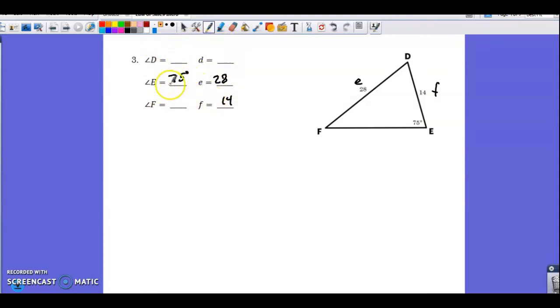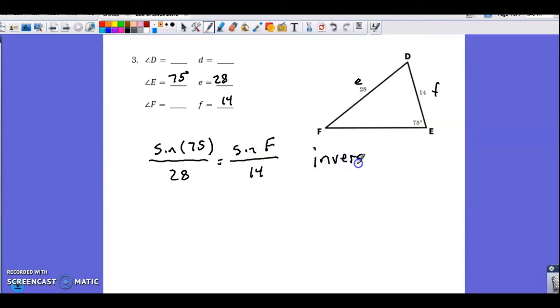So all we can do, we have the pair we want, so that would be the sine of 75 over 28 equals, and I have to use F. I can't use D because I know nothing about it. I have to know at least one of them. And what I don't know is the angle. So I'm going to say the sine of F over 14 on the bottom. Whenever you're looking for an angle, because it gives you the sine of F, it's not going to give you the angle right away. This is called an inverse problem. You're going to have to use the inverse to figure out the angle. I'll show you what that means.